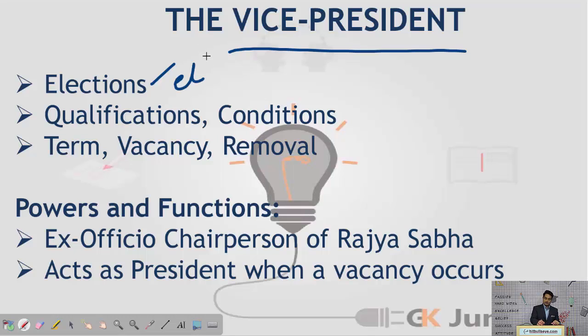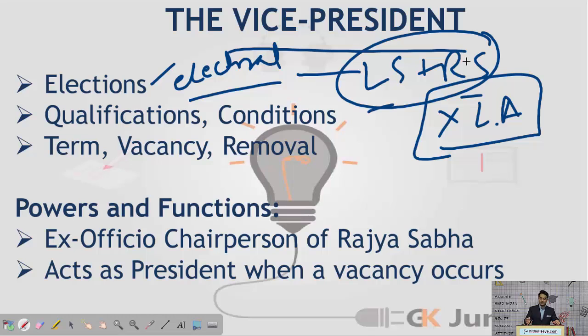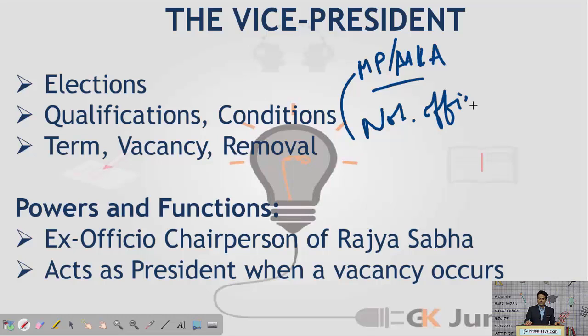Election is by the same electoral college. The electoral college consists of all members of Lok Sabha plus Rajya Sabha, not just elected but nominated members as well. And there are no state legislative assemblies in this, so only members of the parliament get to vote. The qualifications are similar: citizen of India, more than 35 years of age. He should not hold any office of profit. The conditions are also similar: if he is an MP or an MLA, he shall resign before he takes up office, and of course he should not hold any office of profit.